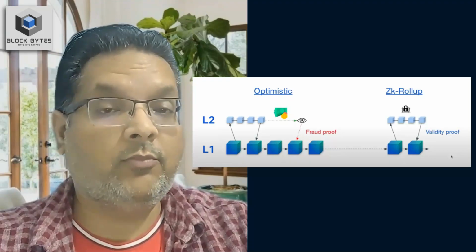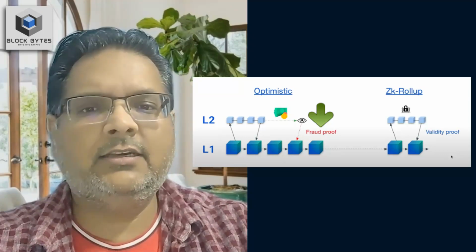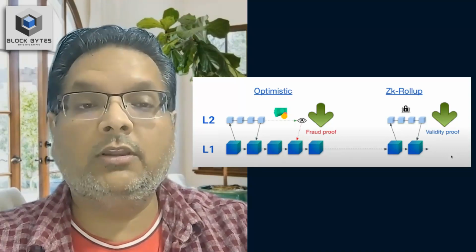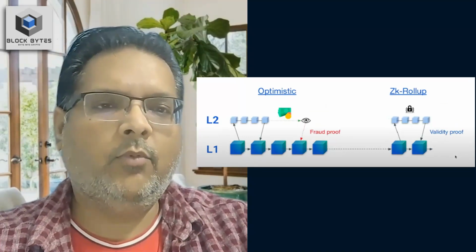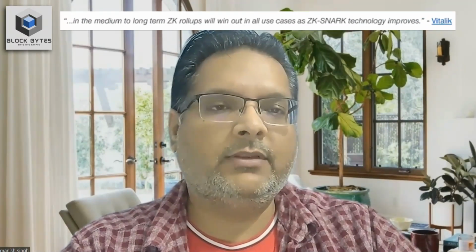Optimistic uses something called fraud proof to check the validity of the transactions once in 7 days, whereas zero knowledge rollups submit a validity proof along with all the bundles to Ethereum. Both have pros and cons. However, within the Ethereum ecosystem, there is a growing belief that zk rollup technology will overtake optimistic in the future. The biggest bottleneck for current zk rollups is something called a lack of EVM equivalence. This is where things start to get interesting.